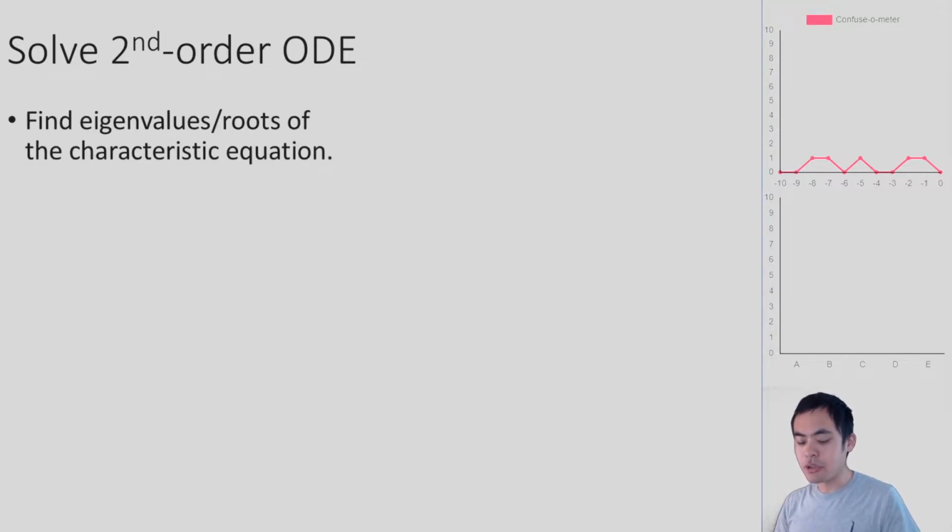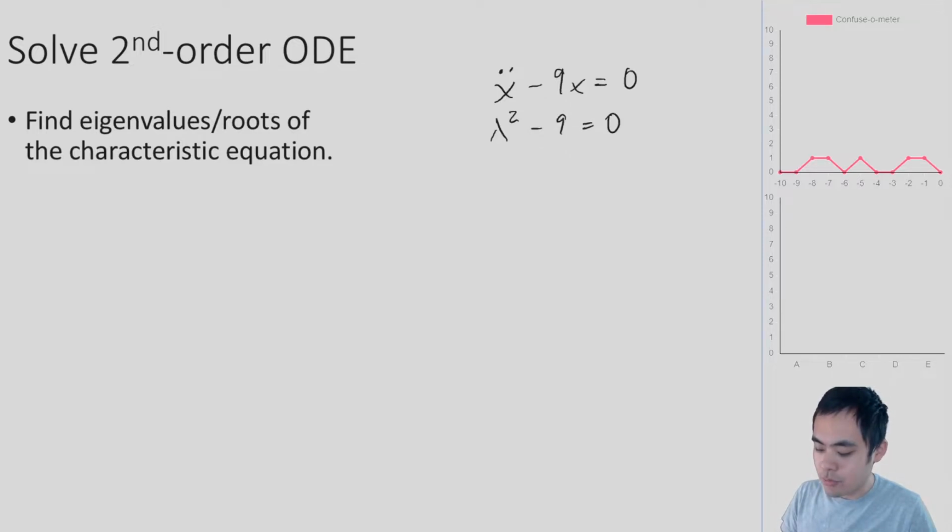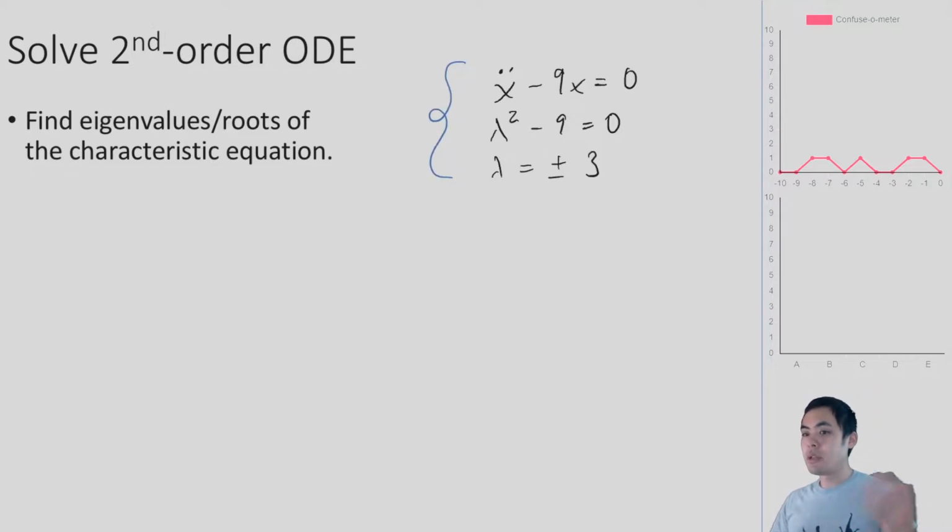So the first thing we're going to do is find the eigenvalues, or the roots of the characteristic equation. Our equation is x double dot minus 9x is equal to 0. So that means our characteristic equation is lambda squared minus 9 is equal to 0. So lambda is equal to plus or minus 3. Okay, so that's our first step.